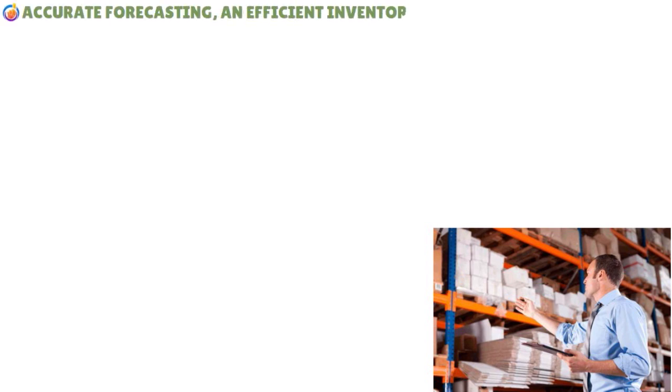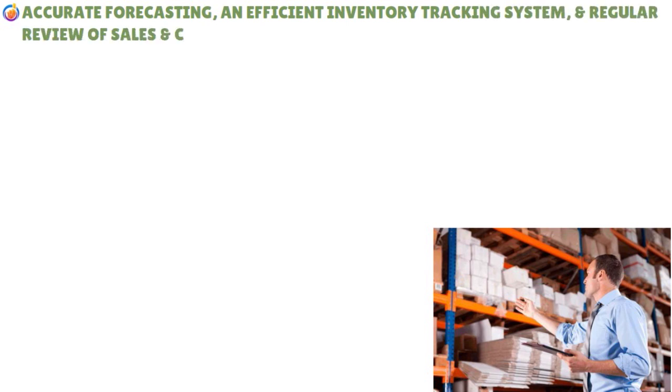Now, how do you avoid obsolete inventory this year? You just need to make sure that you have more accurate forecasting and an efficient inventory tracking system, and you want to regularly review sales and customer demand trends, so you have a clear idea what the market wants and how to really position yourself to actually embrace what the market wants.